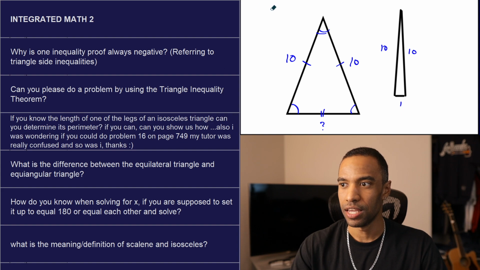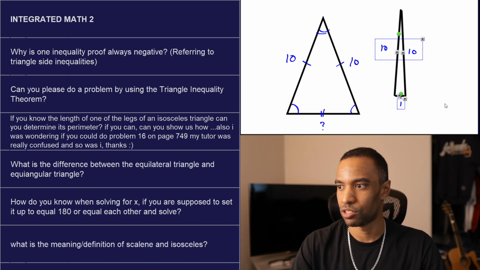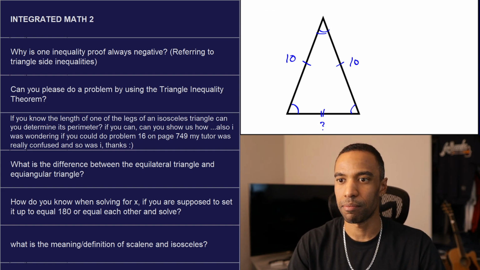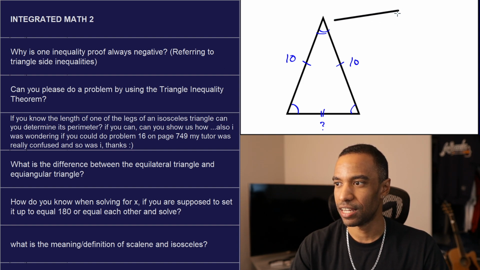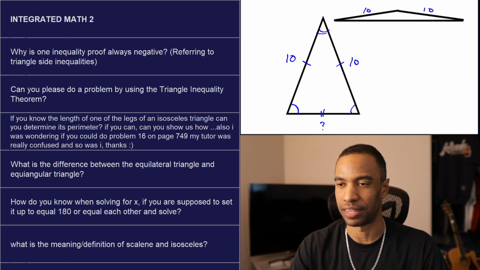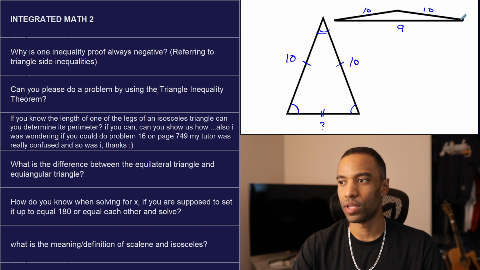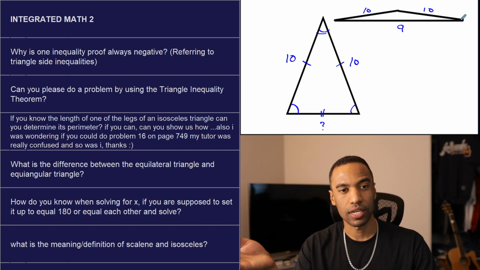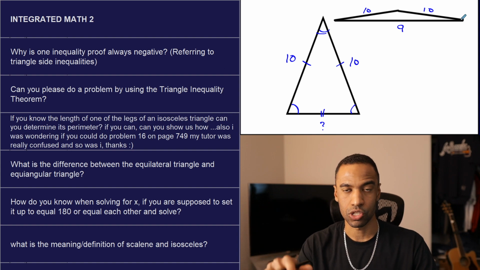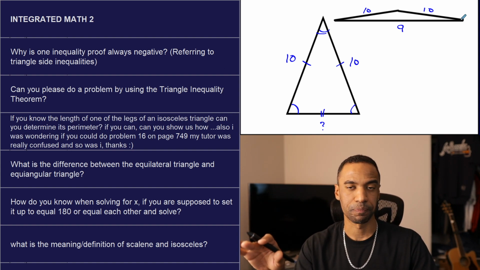And alternatively, I could make, I should delete this. Alternatively, I could make another one that's 10 and 10 like this, right? What if this is my 10 and 10? And then that third side is super long, 9 or something like that, right? So we don't know what the third thing is there. So no, you can't do it just by knowing one of the legs. You'd have to know more information.